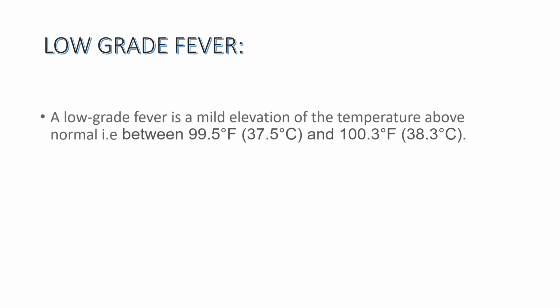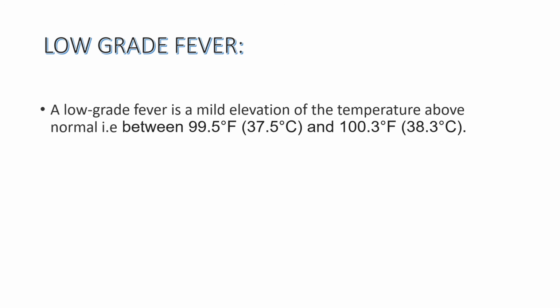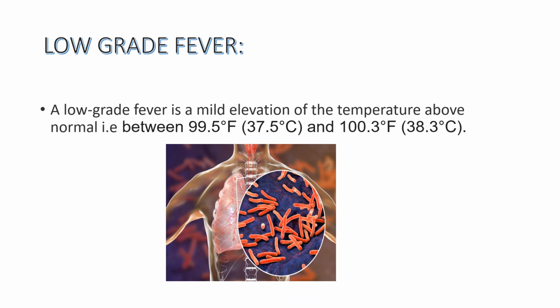Moving on to the last type, which is low-grade fever. Low-grade fever is a mild elevation of temperature above normal, that is between 99.5 degrees Fahrenheit and 100.3 degrees Fahrenheit. This type is mostly seen in tuberculosis and is associated with night sweats, weight loss, etc.